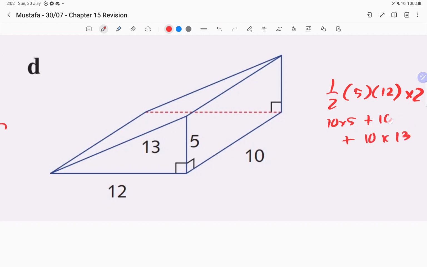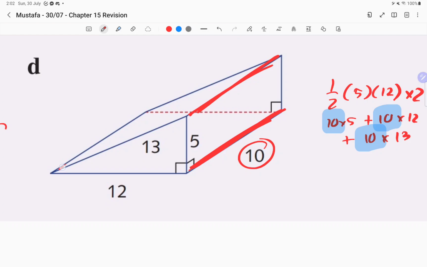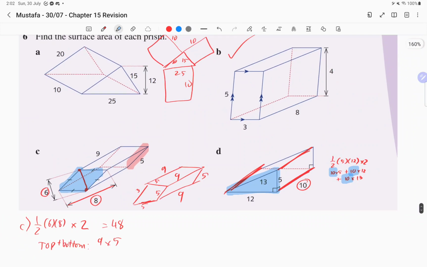So I'll rewrite it a little bit. If you notice, the 3 sides, this one, that one, and the bottom one, they all start with 10. Why? Because that's the perpendicular height, which is the same here and also the same here. Because they're all the same, you only need to times by the other side, which is part of the triangle. That's why they all start with the perpendicular height. Just remember that for a triangular prism.